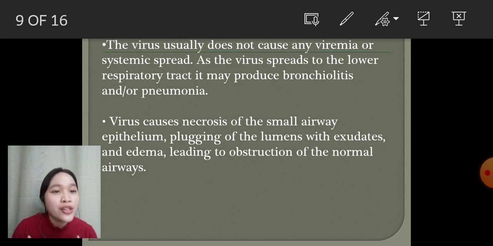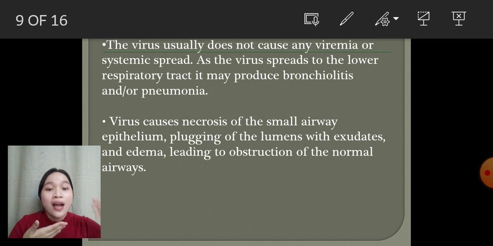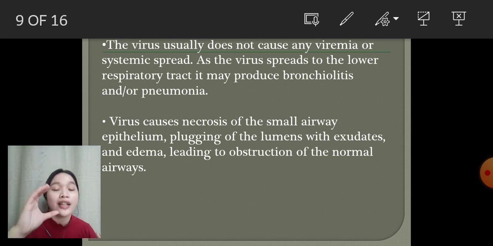As the virus spreads to the lower respiratory tract, it may produce bronchiolitis and or pneumonia. So once the virus has spread from the upper respiratory tract to the lower respiratory tract, it may produce the common bronchiolitis and pneumonia.